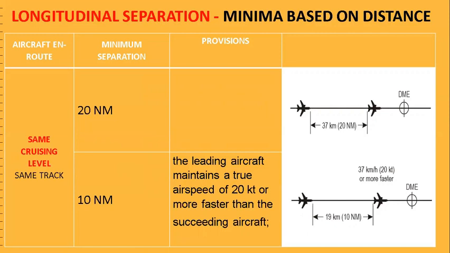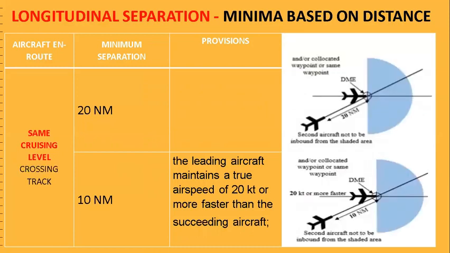The second condition says that we can further reduce 20 nautical miles to 10 nautical miles. But here also, like in the previous condition for 10 minutes, we need means available which will make sure that this minimum will not be infringed. In this particular case, the leading aircraft is always 20 knots or more faster than the succeeding aircraft.